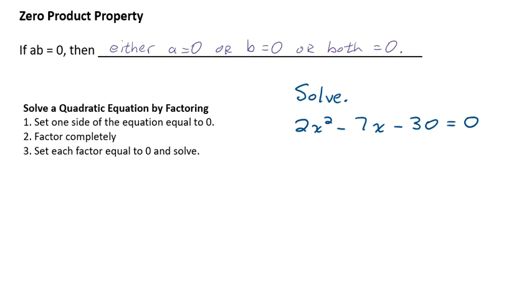2x squared minus 7x minus 30 equals 0. Maybe pause the video and see if you can factor this out. Is it equal to 0? Yeah, it's already equal to 0.